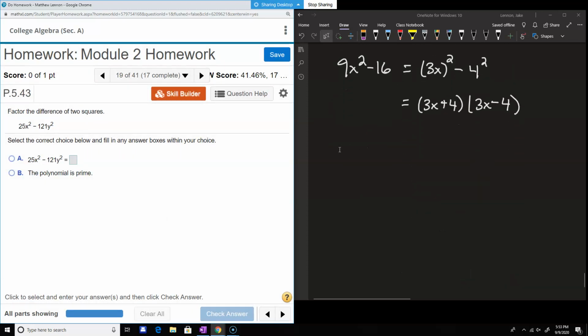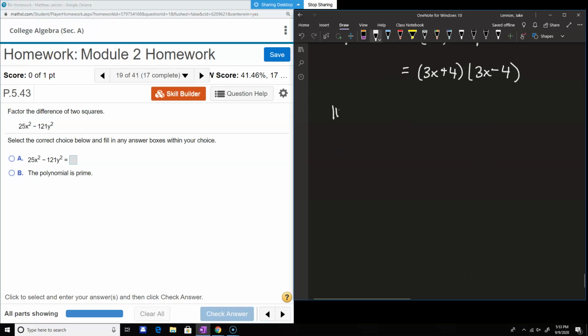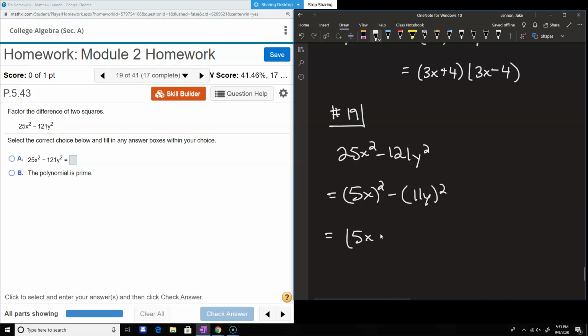Okay, again, another difference of squares problem. So 25x squared minus 121y squared. So you might recognize that 25x squared is really 5x times 5x. So it's 5x squared. And 121y squared is just going to be 11y times 11y. So this would factor into 5x plus 11y times 5x minus 11y. So you just need to recognize those.